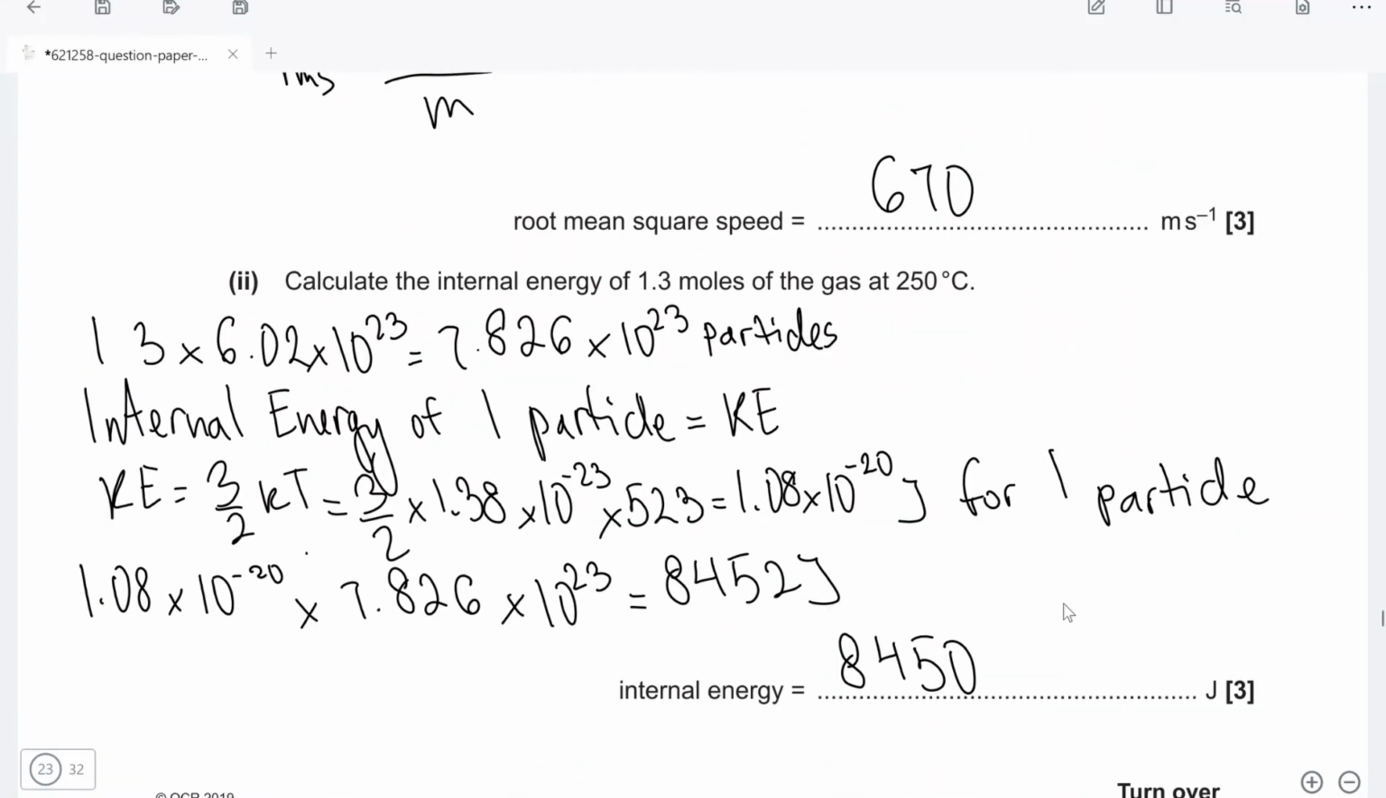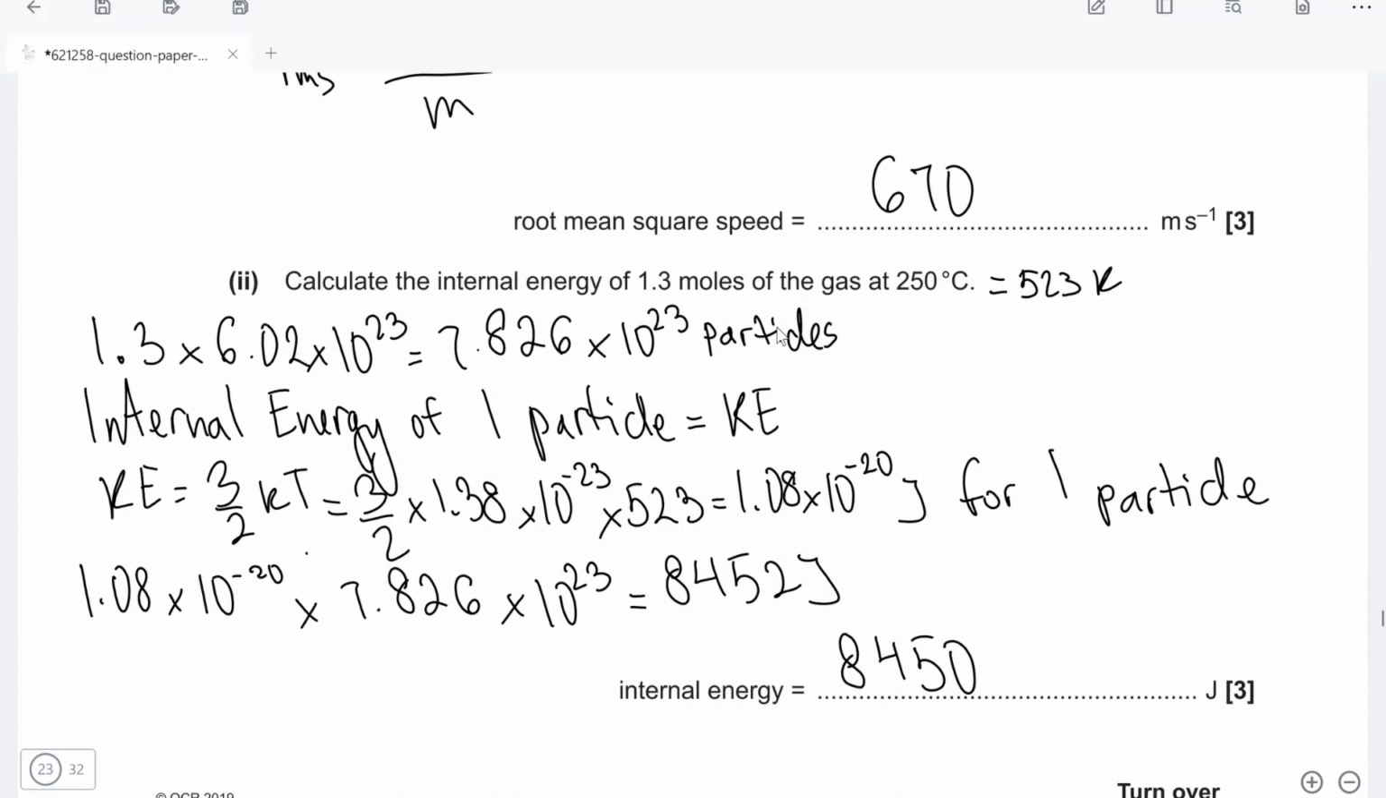Part 2 is really interesting. Calculate the internal energy of 1.3 moles of gas at 250 degrees C, which is once again equal to 523 Kelvin. I'm going to write this down over here. Okay, well, first off, we need to know how many particles there are in 1.3 moles. Because each mole is an Avogadro's number of particles, 6.02 times 10 to the power 23, what we actually have is 7.826 times 10 to the power 23 particles.